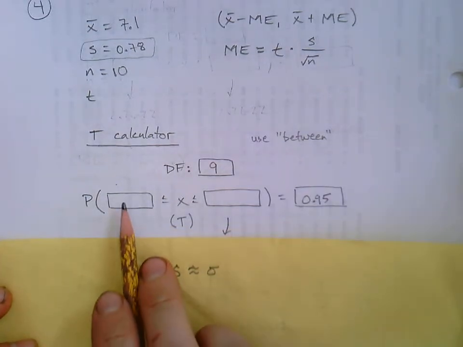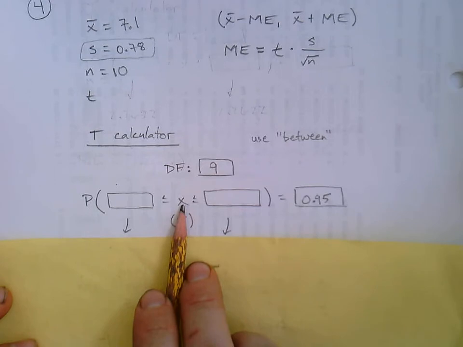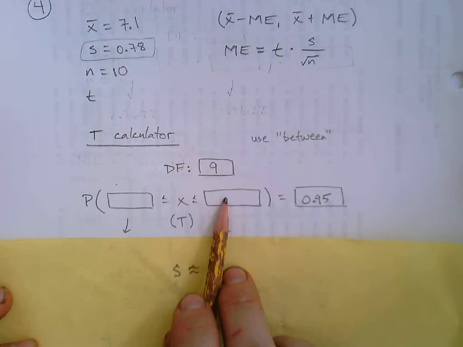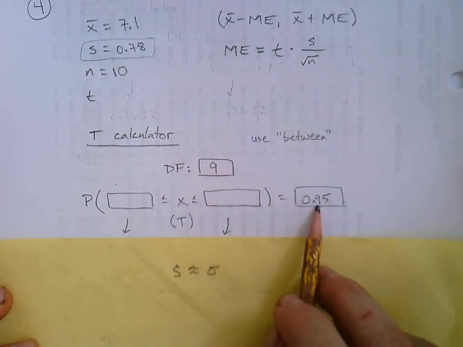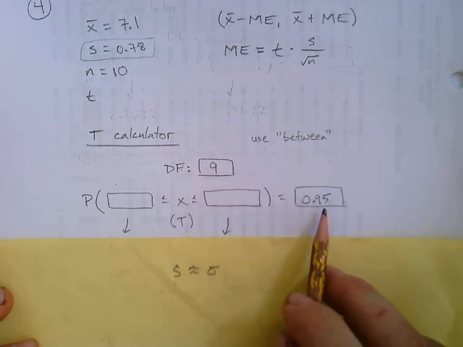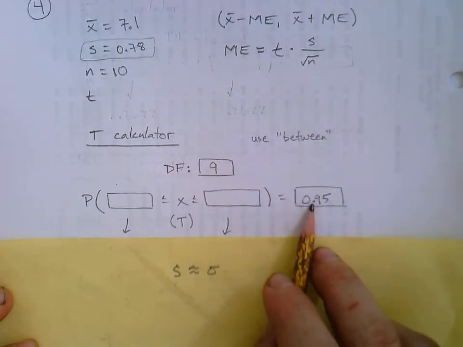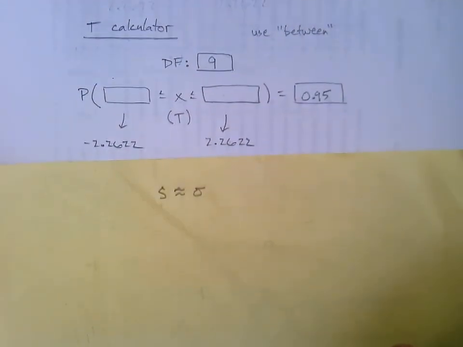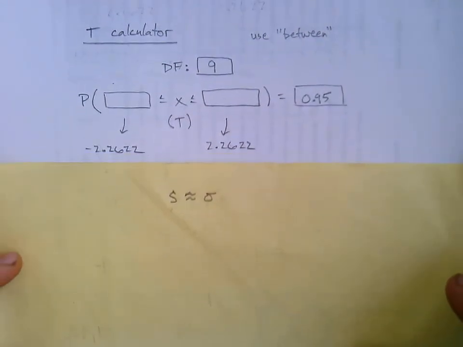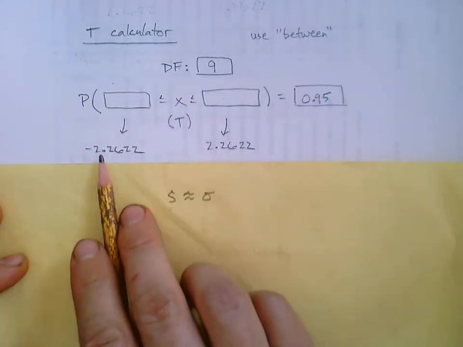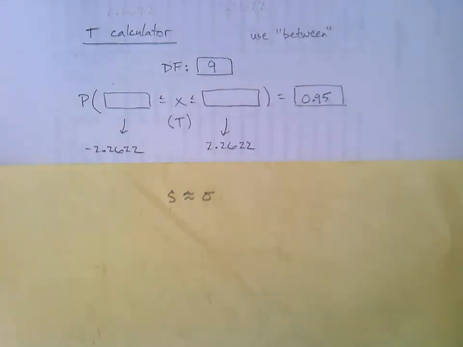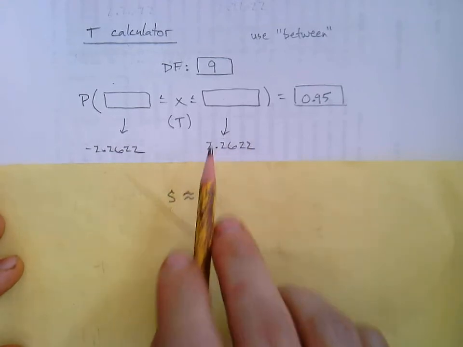And then we're going to leave these two blank. You notice it still uses the X. It should really be a capital T here. That's okay. We're going to type in the answer. It's a 95% confidence interval is what the problem wants, so we're going to type in 0.95. And this is going to work backwards for us. So when you hit compute, you should get these values here, negative 2.2622 and positive 2.2622. Of course, we only need the positive version.